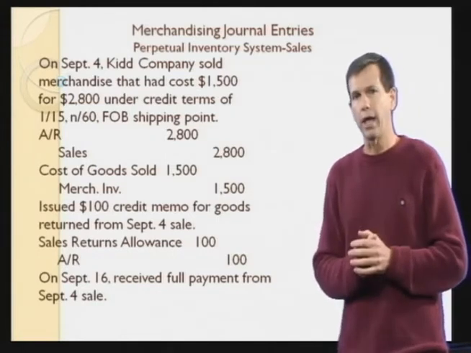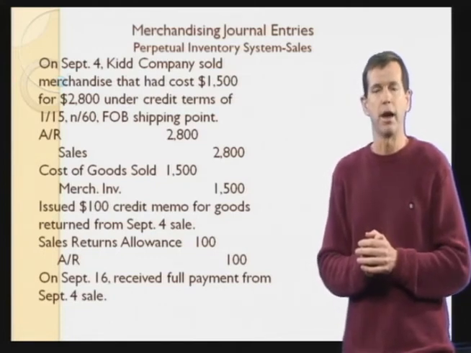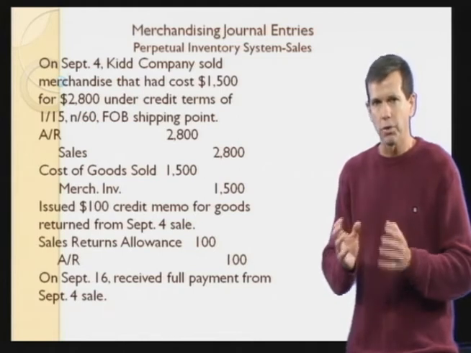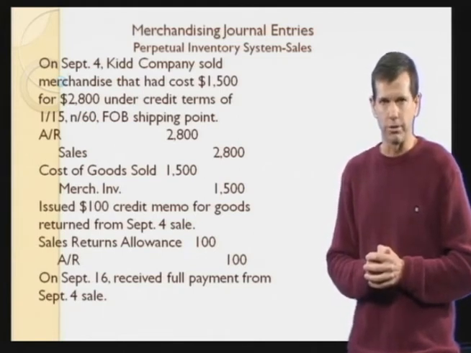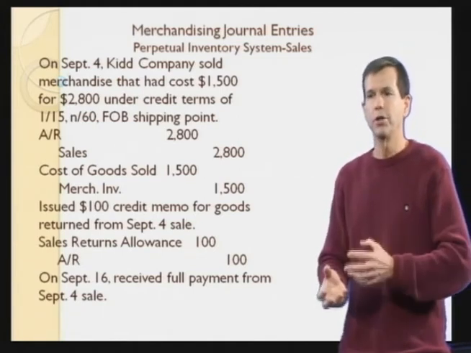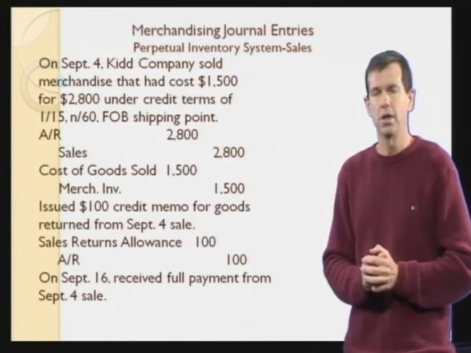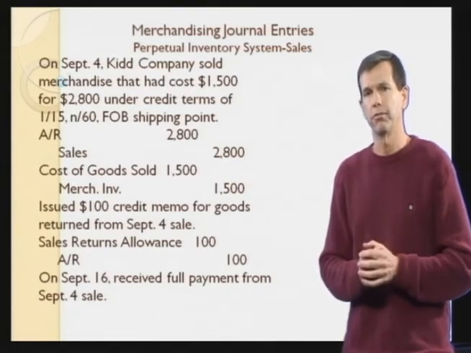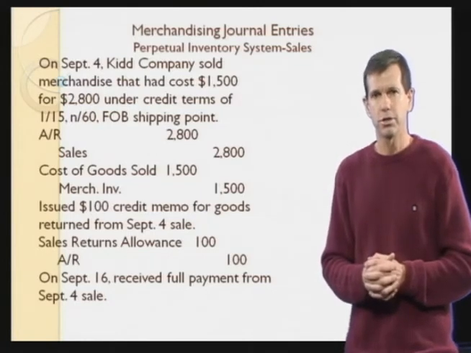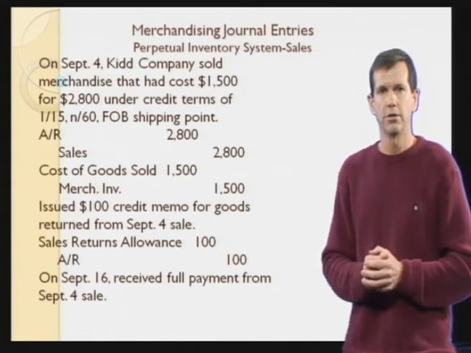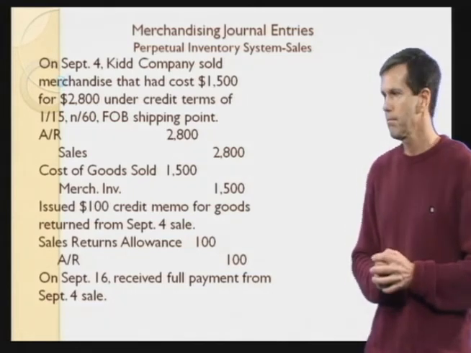Just by intuition, can't you see that our sales are reduced by $100 when we accept a return? But we want to keep track of our returns. So, we could just as easily just debit sales for the $100, but then we wouldn't have a record of the total amount of returns. So instead, we're going to reduce sales through this contra sales account, sales returns and allowance.